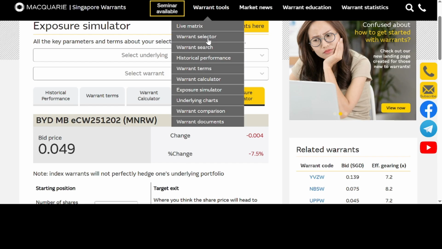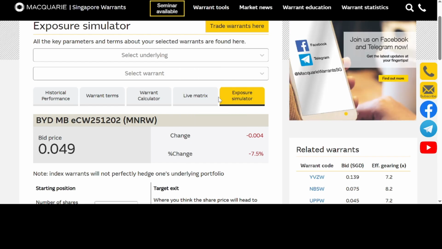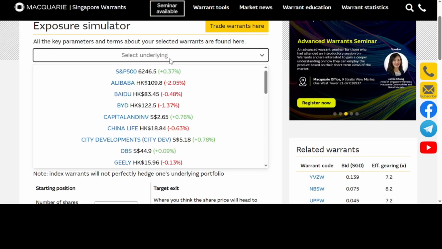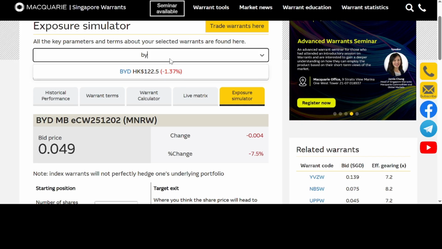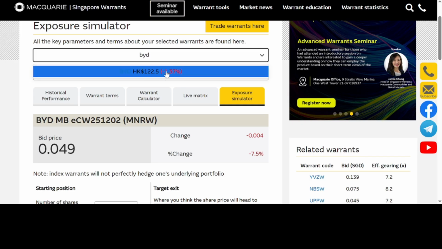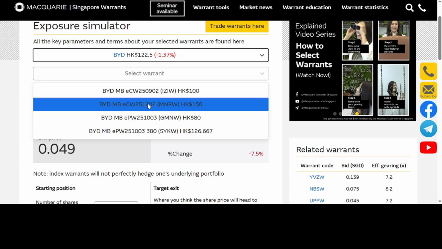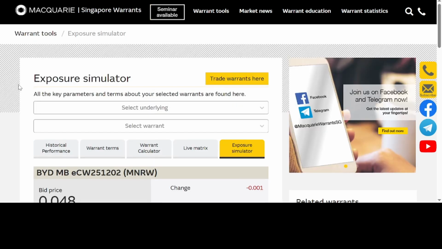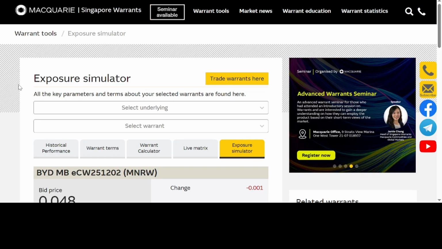You can then use the exposure simulator to estimate the warrant investment amount, either to replicate an equivalent level of exposure to a stock you wish to invest in or to hedge your current stock holding. Warrants enable investors to gain exposure to a stock by using less upfront capital than direct ownership.